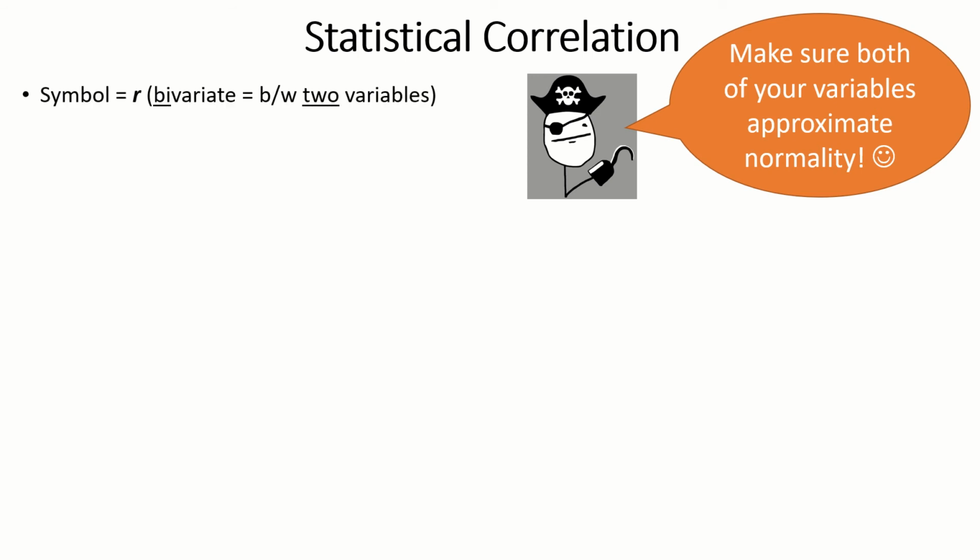And so the symbol for statistical correlation is a lowercase italicized r. R. That's why we have a picture of a pirate here. A lowercase italicized r.